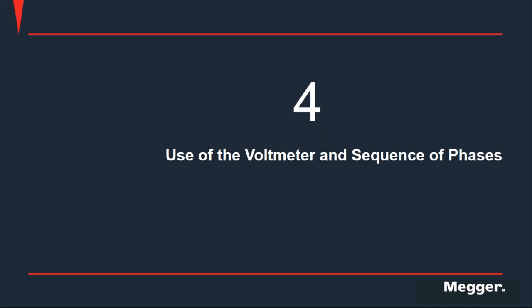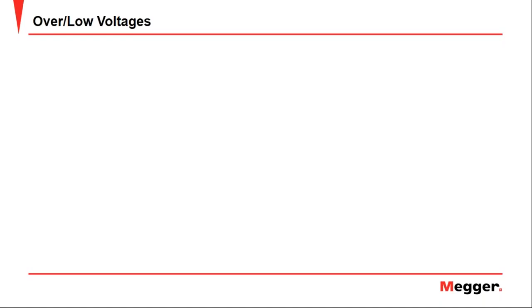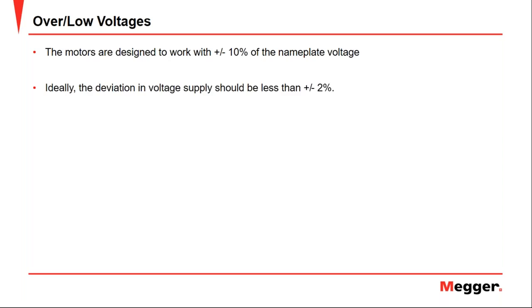Now, why do we have to use the voltmeter? Why is it important? Well, one of the most important aspects to take into account regarding the motor operation is the voltage level of the power supply. That is why the supply voltage must be measured before starting a motor.